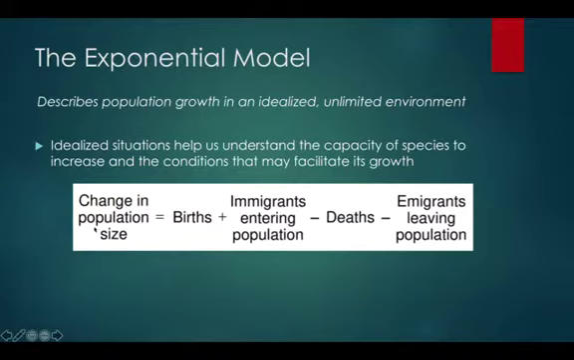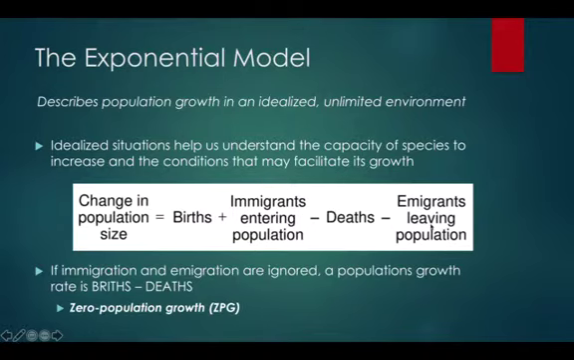So we have this equation: the change in population size equals the number of births plus the immigrants. This is kind of going back to that bird picture: births plus immigrants minus the deaths minus the emigrants. If immigration and emigration are ignored, the population's growth rate is just births minus deaths. This is the zero population growth model.